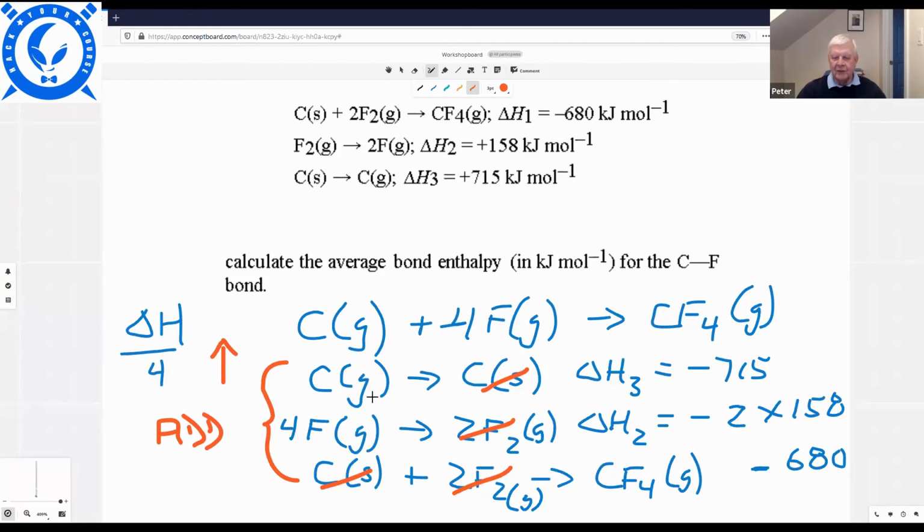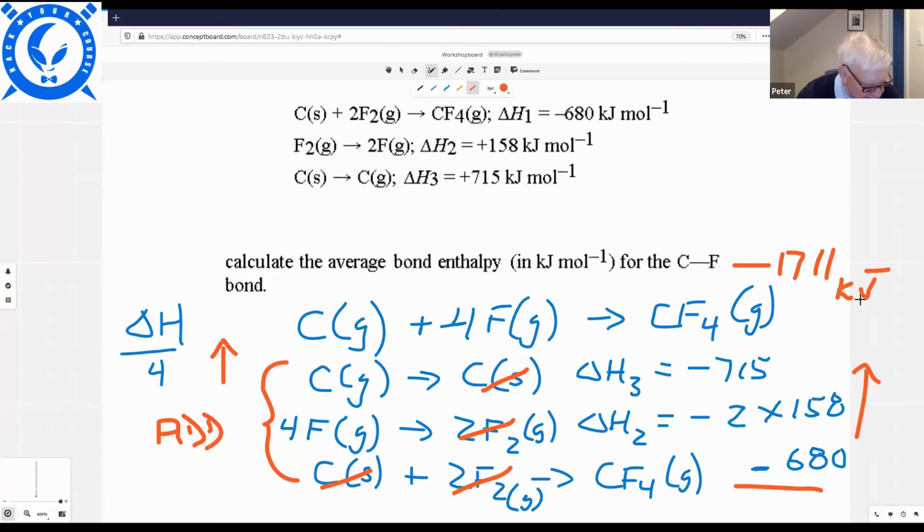And in so doing, look what I've done. I left carbon gas reacting with 4 fluorine gas to give me CF4 as a gas. So therefore, if I add all of these numbers together, according to Hess's law, I will end up with the delta H for this reaction. And the delta H for this reaction, if you do that math, turns out to be minus 1711 kJs per mole. This is adding these numbers up that way.